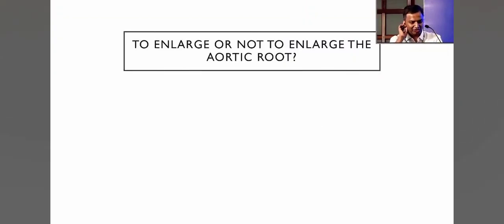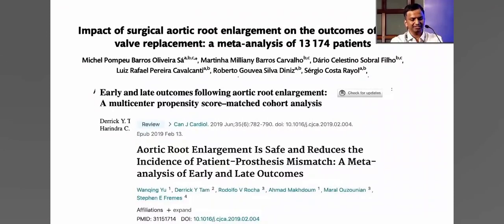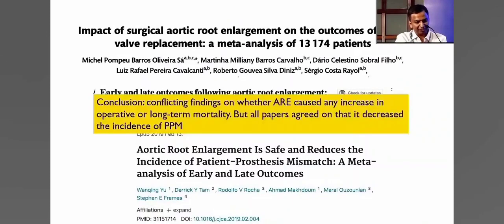So what is the data on whether we should enlarge or not enlarge the root? Again, a lot of publications. Basically, the conclusion is conflicting findings on whether a root enlargement causes any increase in mortality, but all papers agree that it decreases the incidence of PPM.